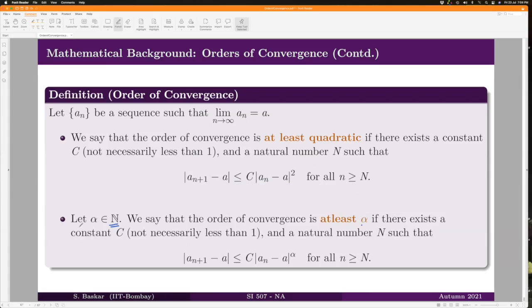Finally, we define the order of convergence being any natural number alpha if there exists a constant c, not necessarily less than 1, and a natural number N such that mod a_{n+1} minus a is less than or equal to c times mod a_n minus a to the power of alpha for all n greater than or equal to capital N. These are some of the important notions that we may be using quite often in our course. And this completes our first chapter on mathematical preliminaries.